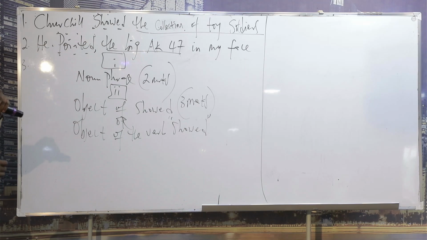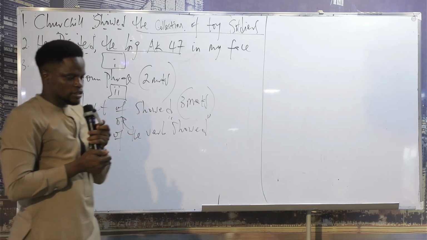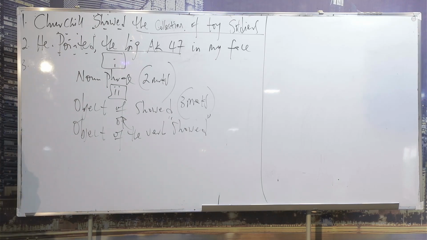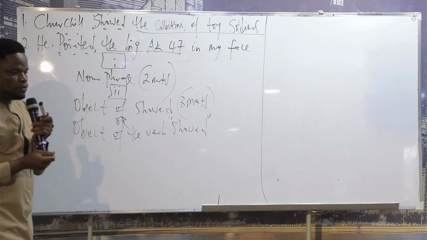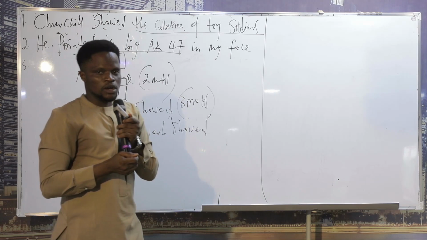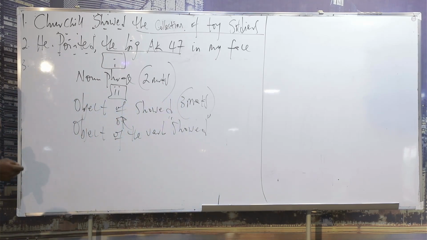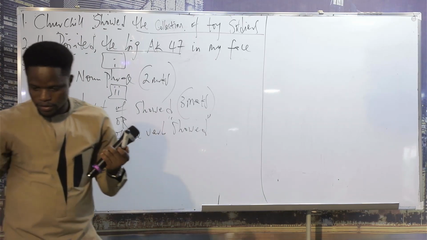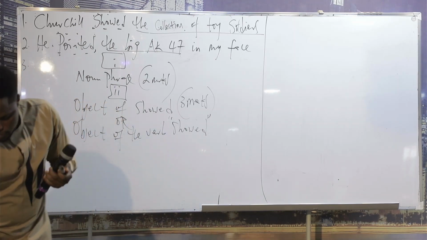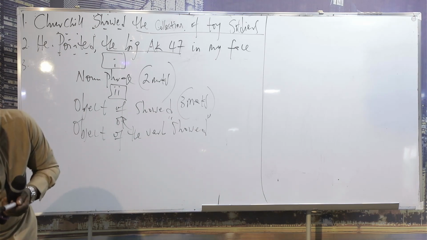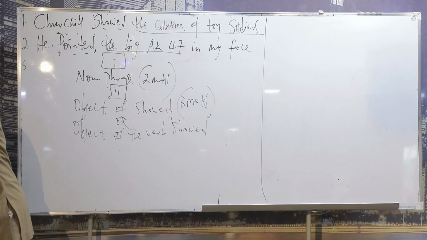Okay, we'll write. Take number three. Number three function is what? Number three function will be what? Okay, right. Object of a preposition. Object of a preposition. Should I flow?